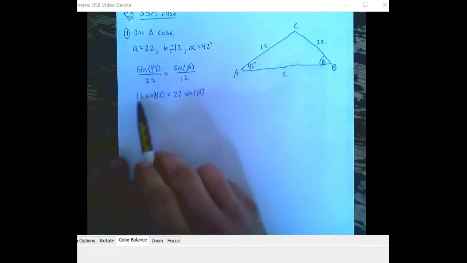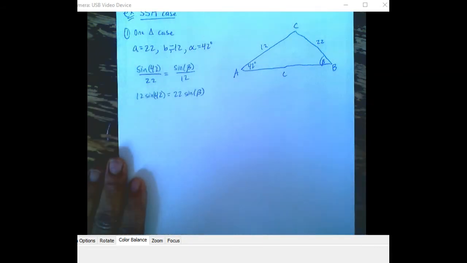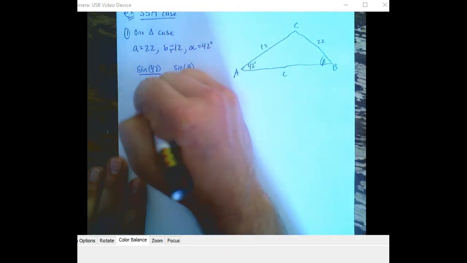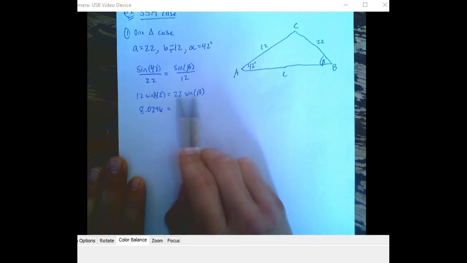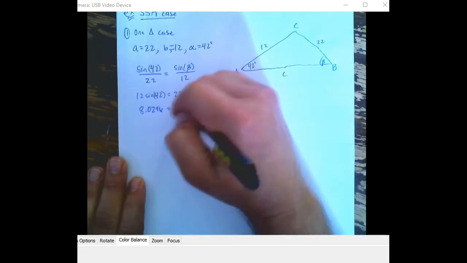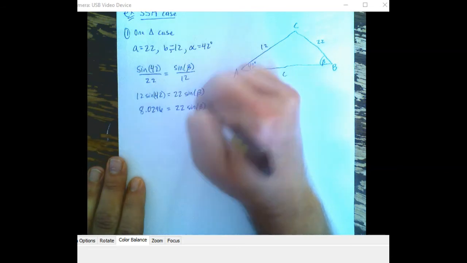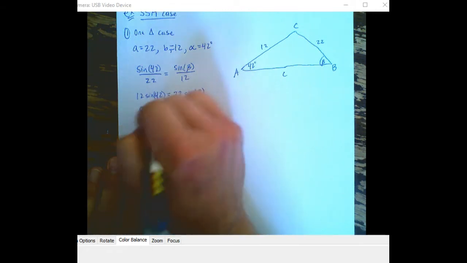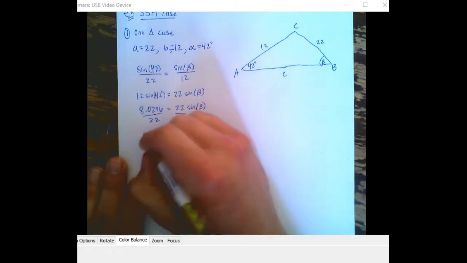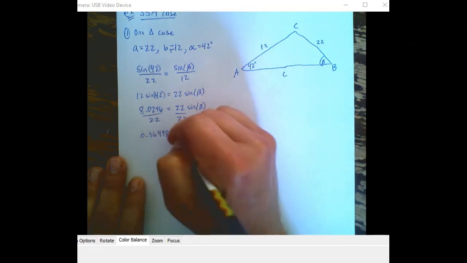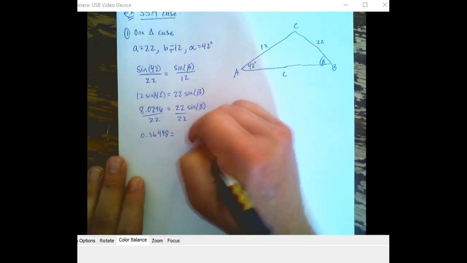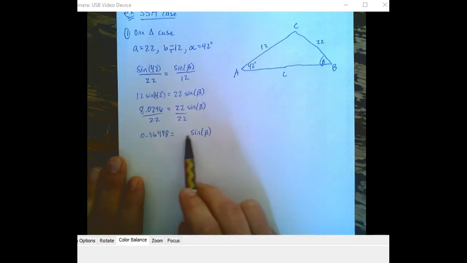Let's calculate that. 12 times the sine of 42 is 8.0296, which equals 22 sine beta. We can't multiply these because we don't know the angle, so we just leave it as 22 sine beta. Solving for beta, I can divide by 22 on both sides. That gives us 0.36498 equal to the sine of beta.